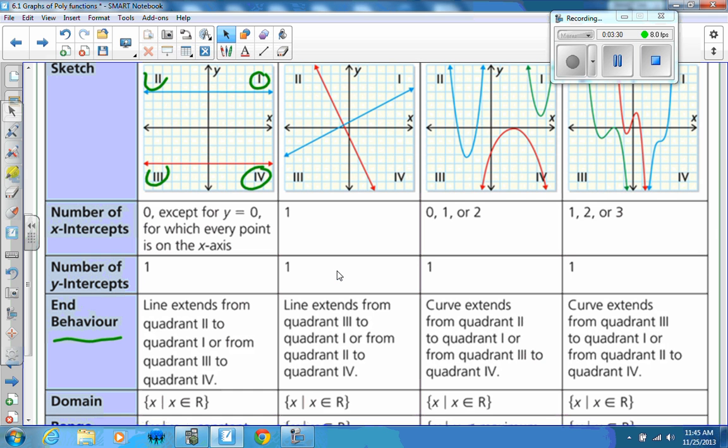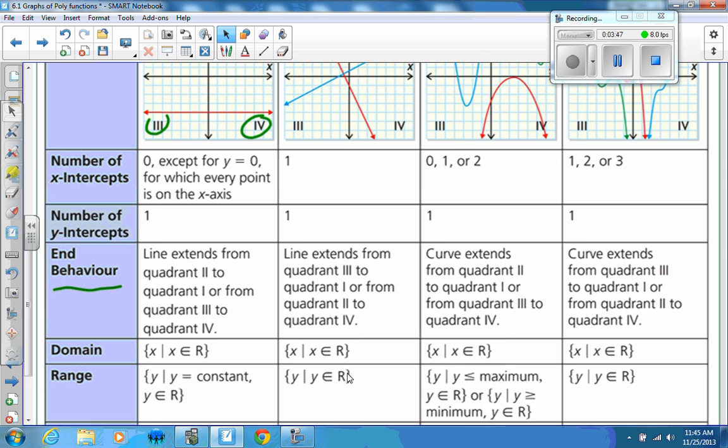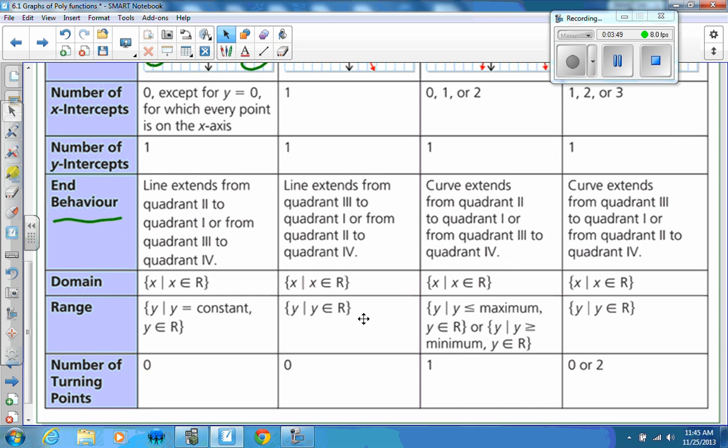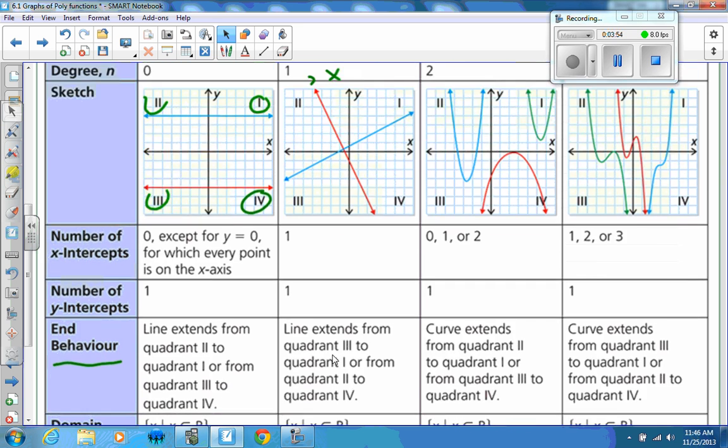Its end behavior depends on if it's a negative or a positive x, so that's your coefficient in front. So if it extends from quadrant 3 to quadrant 1, it's increasing, so it's a positive x. And if it's going from quadrant 2 down to quadrant 4, it's decreasing. That would mean a negative x. So the domain and the range are both elements of the reals, and it doesn't turn. It just goes in a straight line.